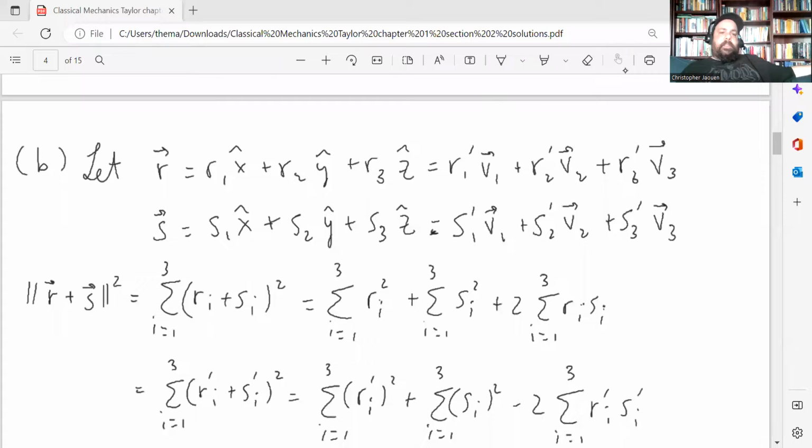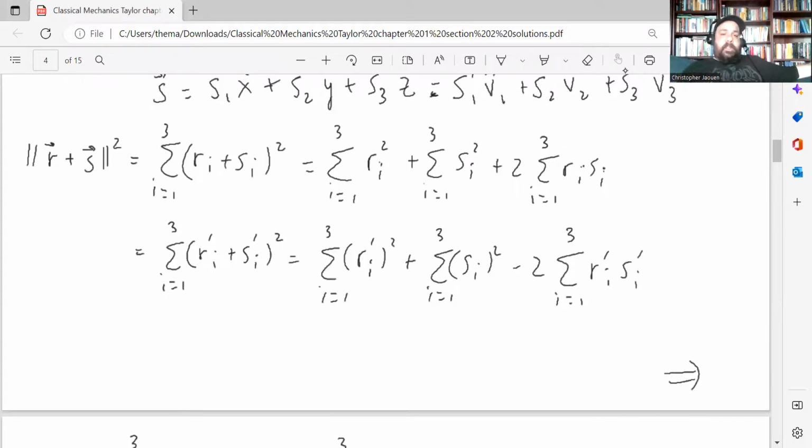Right. So if I look at the square of the length of r plus s, just using the definition that we just proved in part A, it's the sum of the squares of the coordinates of r plus s. So in other words, you get r1 plus s1 squared plus r2 plus s2 squared plus r3 plus s3 squared. And when you simplify that, and rearrange some things, you get this, right? And then do the same thing in terms of the other coordinate system, right? So in terms of the primed coordinates, again, the length should be equal to this, which gives you that, okay?